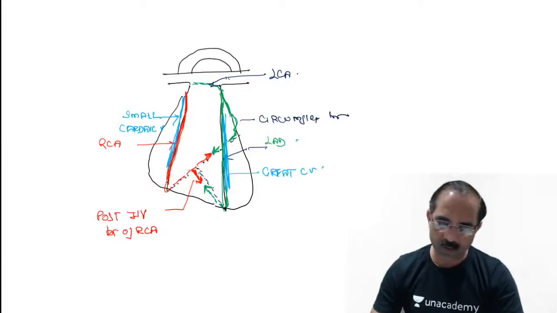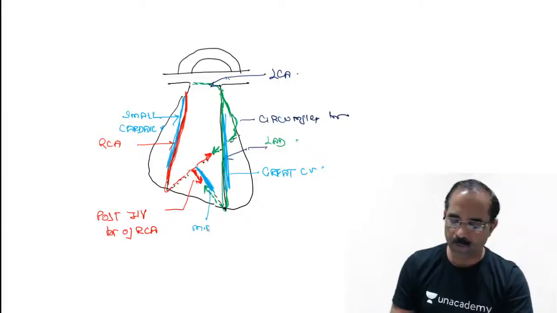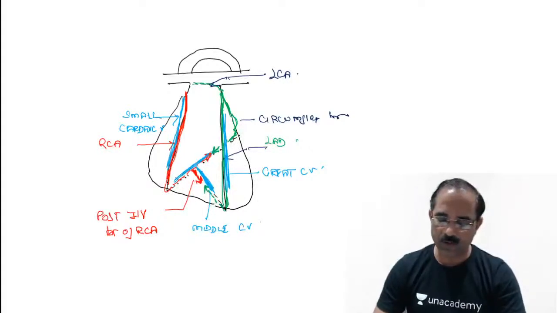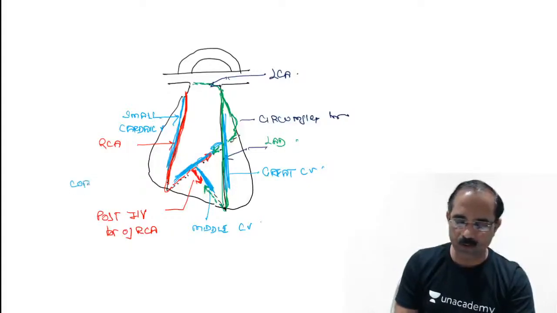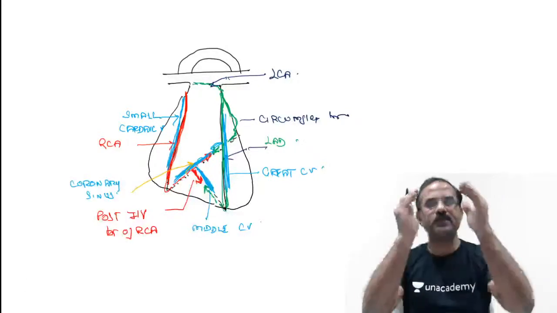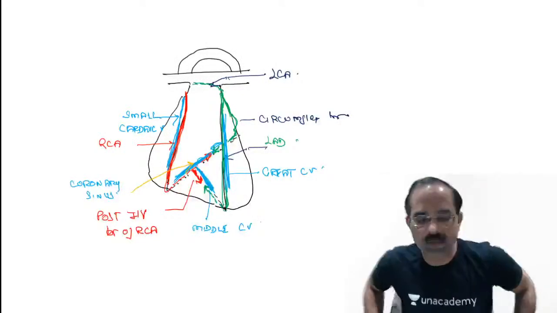What is the vein that you get in this groove? This is the middle cardiac vein. And what is the vein that you get in this groove? This is the largest vein of the heart, students, and this is what we call the coronary sinus. The coronary sinus lies in which groove? The coronary sinus lies in the posterior atrioventricular groove.